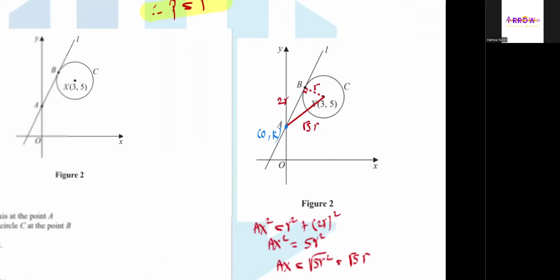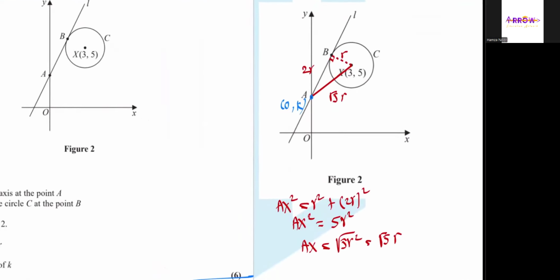Okay, so I've done some calculation for finding the expression for the hypotenuse. I can say that AX square is equal to r square plus (2r) whole squared. So this leaves us with AX square being equal to 5r square, which means that AX is equal to under root of 5r square, which is basically under root 5 into r.